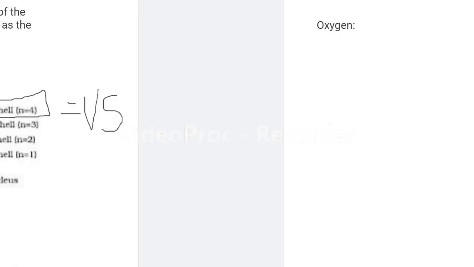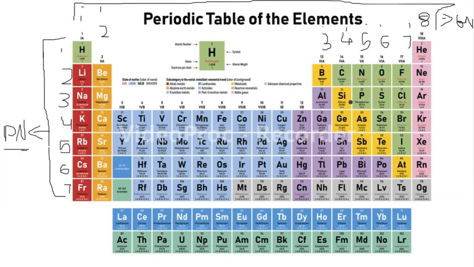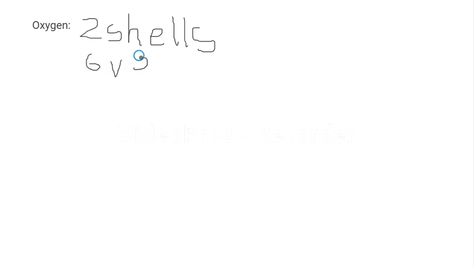So let's try to make the atom of oxygen. We will go back to our periodic table and search for oxygen. This comes in the period number 2, so it will have 2 shells. This comes in the group number 6, so it will have 6 outermost electrons. So let's write over here: 2 shells, and 6 valence electrons.